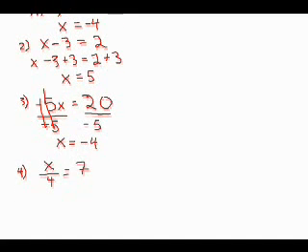And for the last example, again, we have to isolate the variable. So what do we have to get rid of? We have to get rid of divided by 4. And how do we get rid of divided by 4? We multiply by 4. If we multiply the left side by 4, we have to multiply the right side by 4. Multiplying by 4 and dividing by 4 essentially cancel themselves out. We're just left with x, and 7 times 4 is 28.